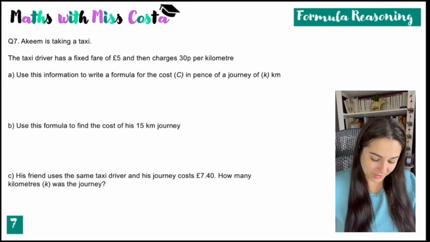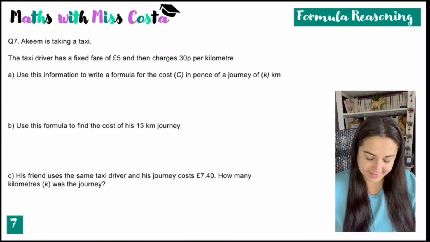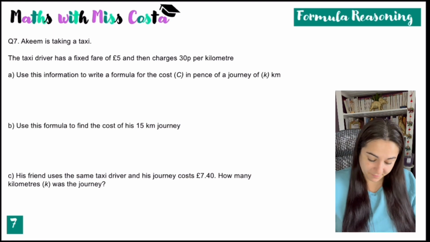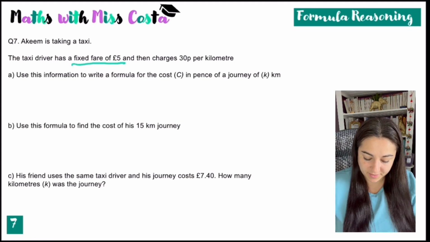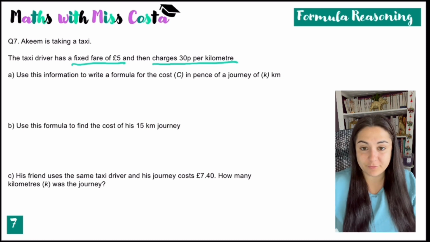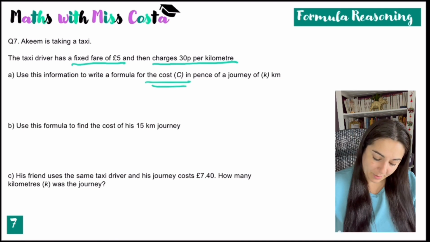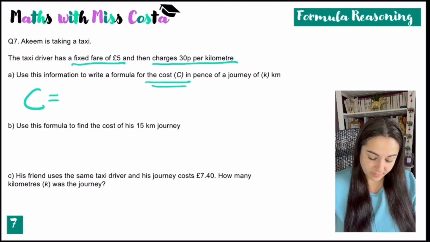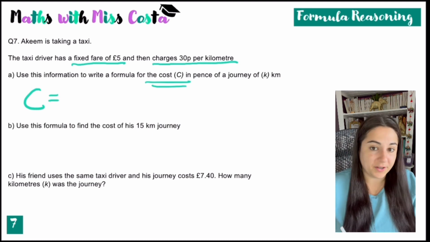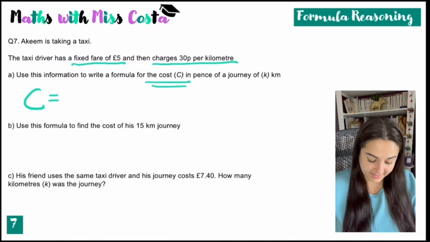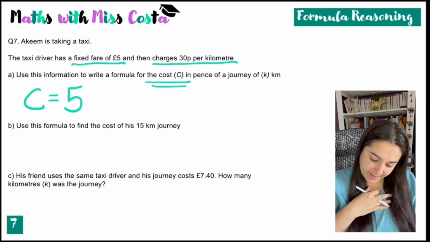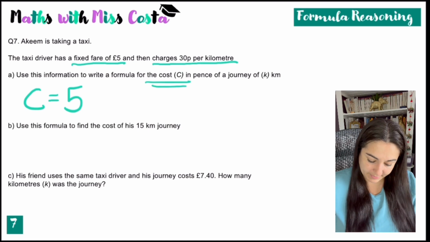So now we're being asked to create our own formula, use it, and interpret it. So Akeem is taking a taxi. The taxi driver has a fixed fare of £5 and then charges 30p per kilometre. So use this information to write a formula for the cost in pence of a journey of k kilometres. Now I'm being asked to write a formula for the cost, so that's going to be the subject of my formula, C. And I know there's a fixed fare of £5, so however long my journey is, I'm going to need to pay £5, whether it's a mile or 200. £5 is the base charge. And then it is 30 pence per kilometre.